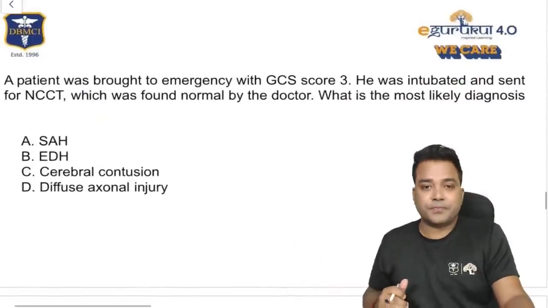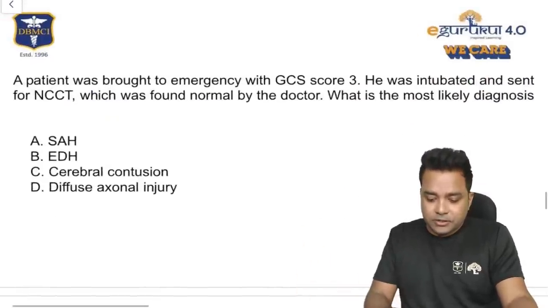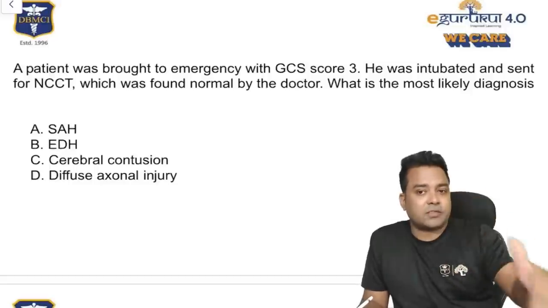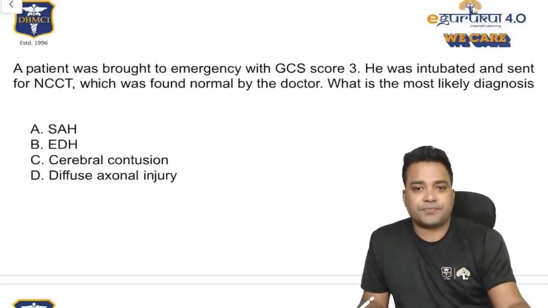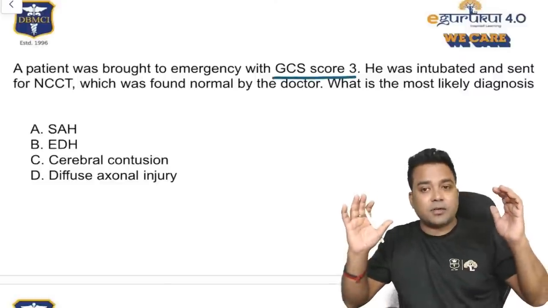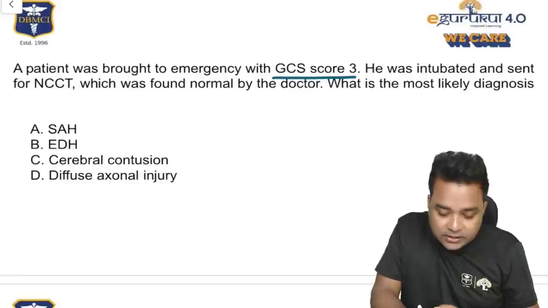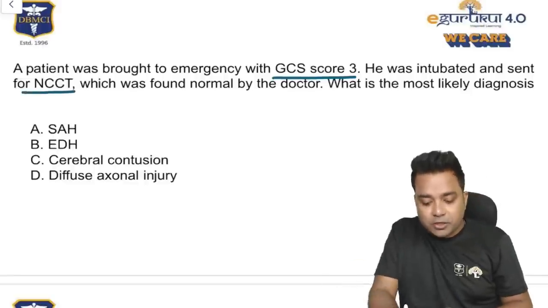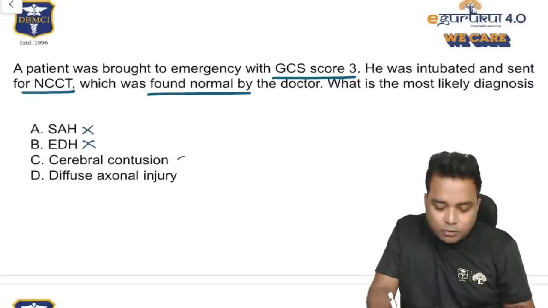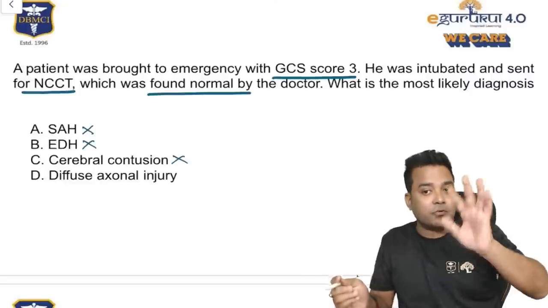Answer this one. A patient was brought to emergency with GCS code. I will tell you what can be asked from this root question, which was asked recently. What is the most likely diagnosis? So you all know that GCS code 3 means severe condition. He was intubated and sent for NCCT. CT is very good to catch hemorrhage. The moment you see CT to be normal, all the options which have hemorrhage in them can be ruled out. This is one way of solving the question.